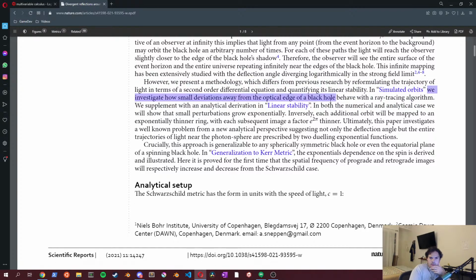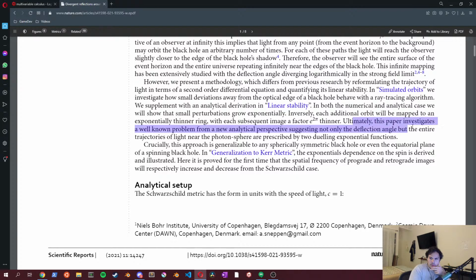In these simulated orbits, or in a paper called Simulated Orbits, I guess, we investigate how small deviations away from the optical edge of a black hole will behave with a ray tracing algorithm. We supplement with an analytical derivation of linear stability. In both the numerical and analytical case, we show that small perturbations grow exponentially. Inversely, each additional orbit will be mapped to an exponentially thinner ring, each with subsequent imaging factor e to the 2 pi thinner.